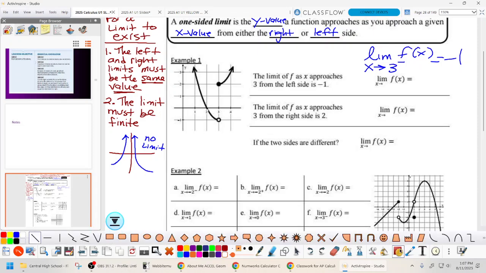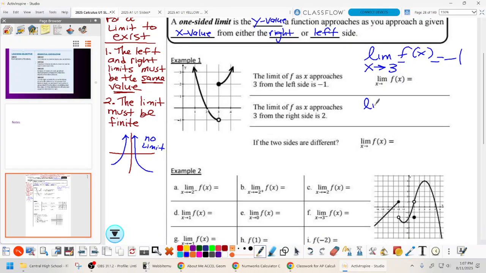From the right hand side, it's different. So the limit as x approaches 3 from the right. Now we put the plus sign. We're coming in from the positive side, if you want to think of it that way. Of f of x is what in this case? Well, it's 2. Okay, so if we think about this function continuing up like a parabola, coming in this way we're stopping at 2, whereas this way we're stopping at negative 1. So that's all that means.